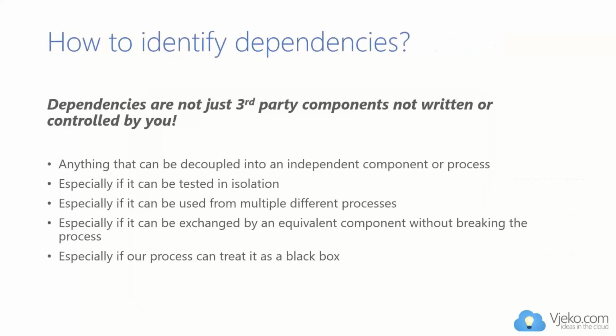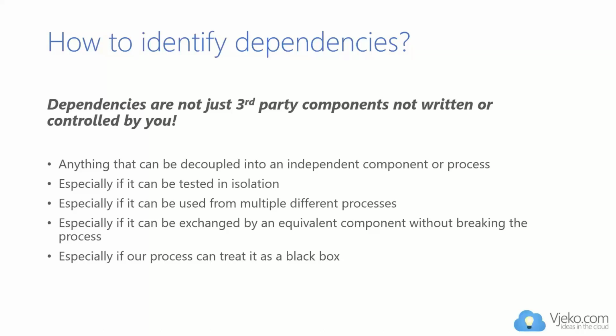So how do we identify, how do we know what is a dependency? People typically think that dependencies are third-party components which are not written or controlled by you. And this is true, but this is only partly true. This is not the whole truth. Dependencies are not just that. Essentially, anything that can be decoupled into an independent component or process is a dependency. And especially if you can then test that component once you decouple it, if you can test it in isolation, completely on its own, it is a dependency of your code.